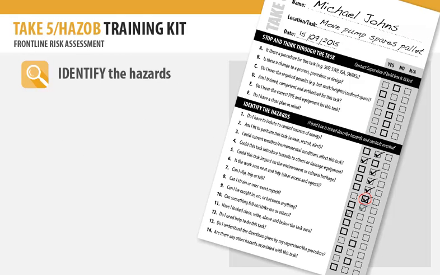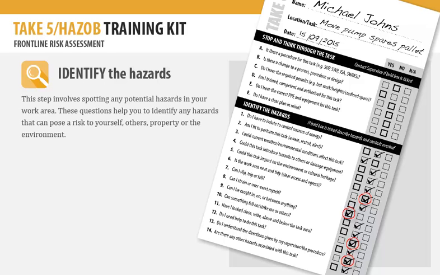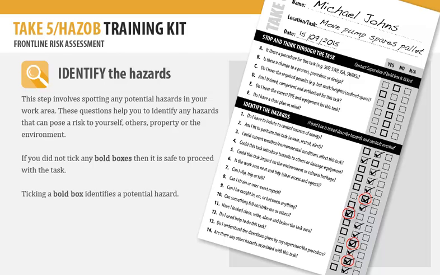Step 3. Identify and document potential hazards. This step involves spotting any potential hazards in your work area. These questions help you to identify any hazards that can pose a risk to yourself, others, property, or the environment. If you do not tick any bold boxes, then it is safe to proceed with the task. Ticking a bold box identifies a potential hazard.